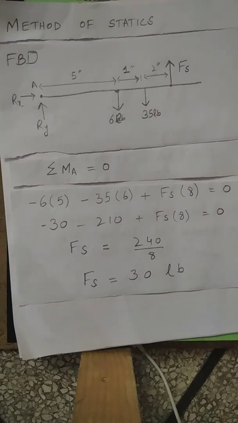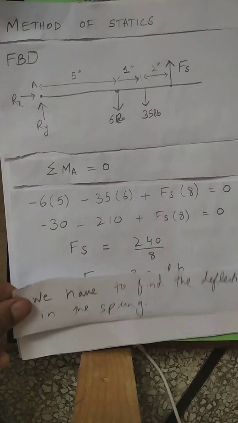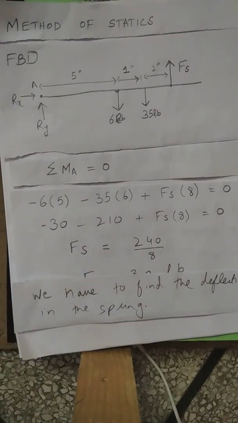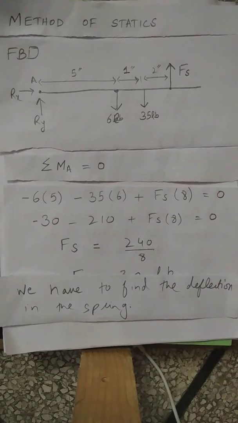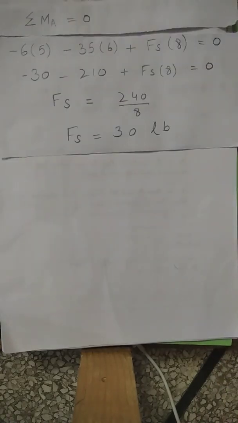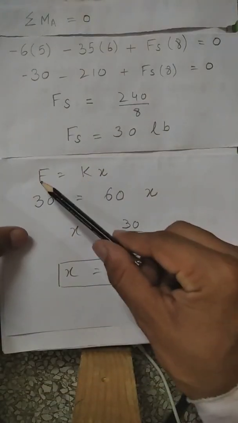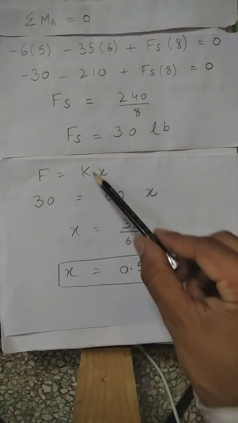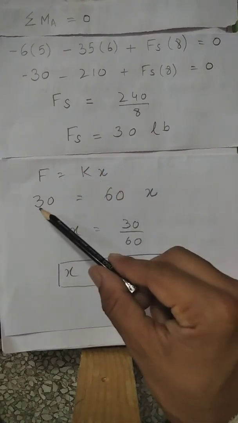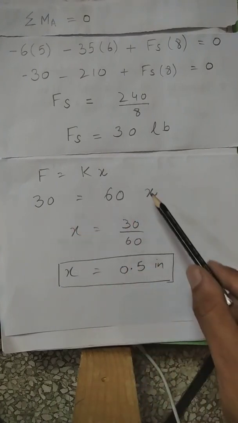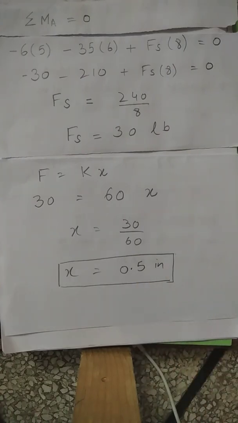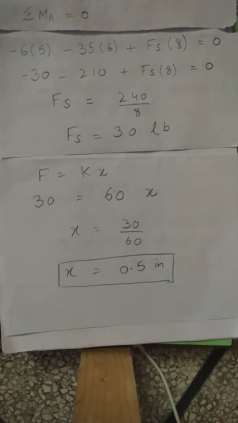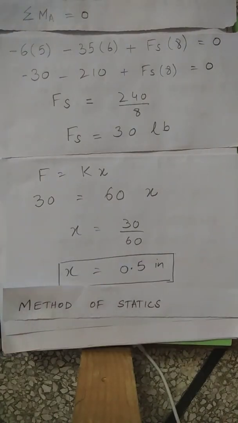We want to find the deflection. What we want to find in this problem is this. We have to find the deflection in the spring. So the value of Fs is 30 pounds, which we have calculated. We know the formula F is equal to Kx. We know the value of K, which is 60 pound per inch. We got the value of force 30. So from here we can calculate the deflection, which will be equal to 30 over 60. So it is equal to 0.5 inch. So this is how we have calculated the deflection by the method of statics.